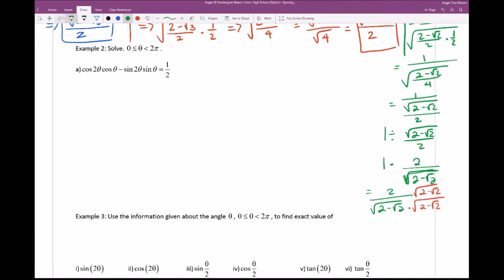So when I multiply by the identical, I now have 2 times 2 minus radical 2 all over the radical times the radical. Now the big radical is gone, but I still have this little radical right there. Oh man, are you kidding me? No, I'm not kidding you. Okay, now I can multiply by the conjugate.